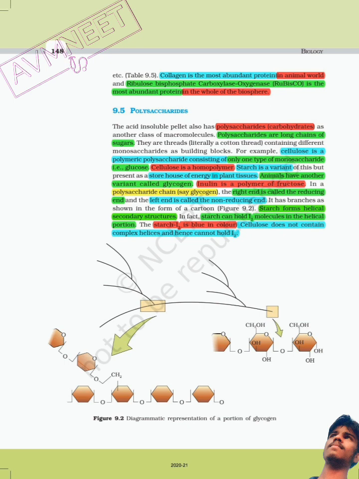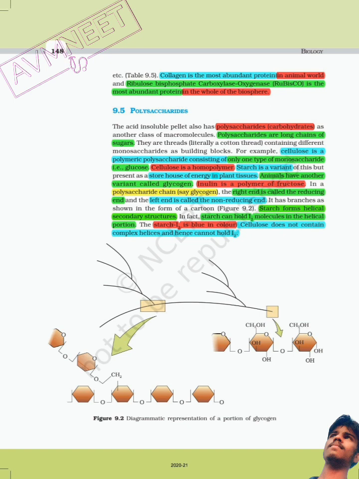Starch is a variant of this but present as a storehouse of energy in plant tissues. Animals have another variant called glycogen. Inulin is a polymer of fructose. In a polysaccharide chain, the right end is called the reducing end and the left end is called the non-reducing end. It has branches as shown in the form of a cartoon.